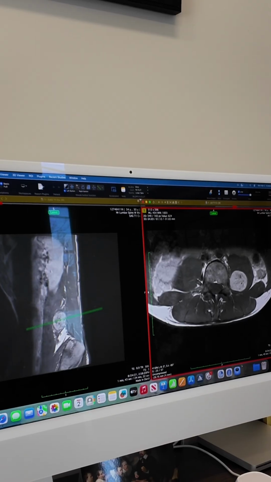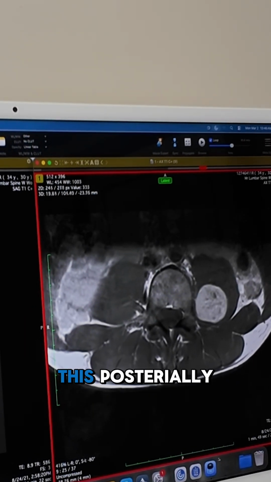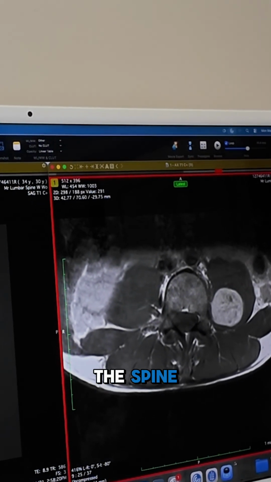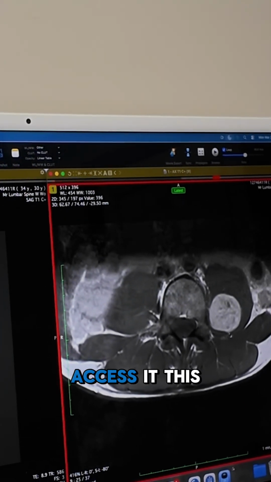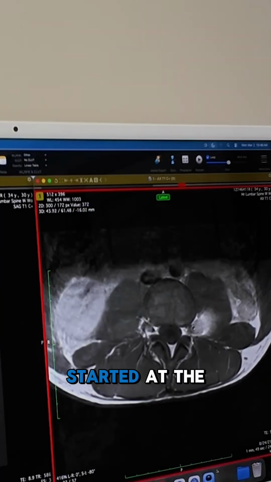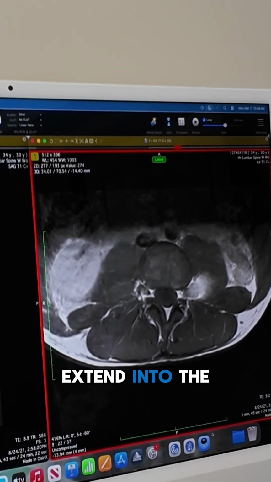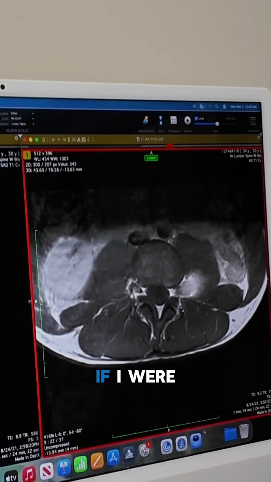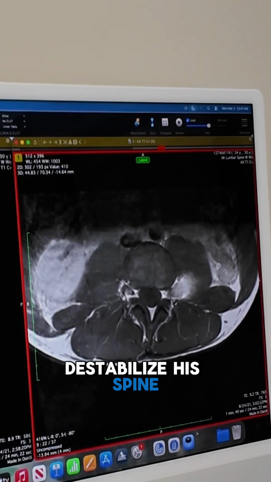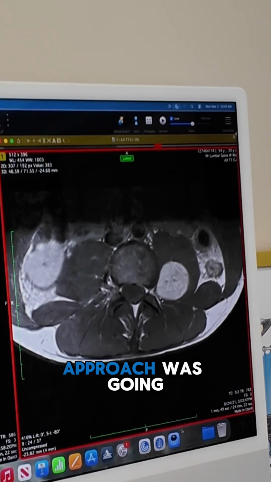And so this gentleman had multiple opinions, and most of the surgeons wanted to approach this posteriorly, remove all the bone around the left side of the spine and the vertebrae, and try to access it this way. However, when I saw this gentleman, I saw that the lesion started at the level of the neuroforamina and extended outward. It did not extend into the spine. So my thoughts were, if I were to have to remove all this bone, this would highly destabilize his spine, and ultimately he would need a fusion surgery with screws and rods. And so my approach was going to be different.